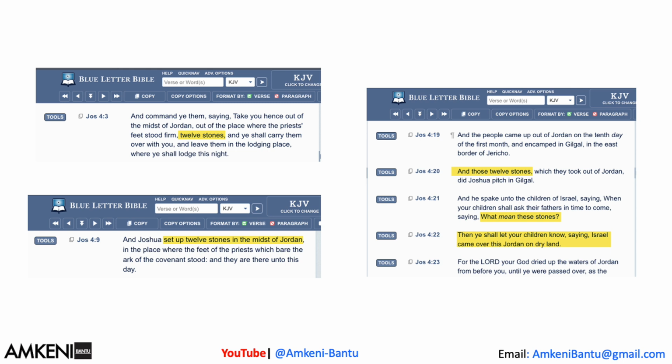Big stones. They had to carry them on their shoulders. And Joshua set up 12 stones in the middle of Jordan, in the place where the feet of the priests which bear the ark of the covenant stood, and they are there unto this day. Joshua was doing what they had been commanded in the book of the law. Set up monuments when the Most High gives you victory, when he delivers you, when he manifests himself to you. Joshua 4:20. And these 12 stones which they took out of Jordan did Joshua pitch in Gilgal.